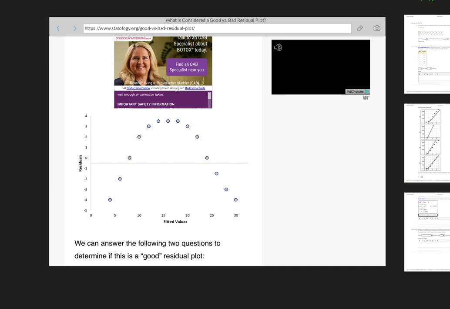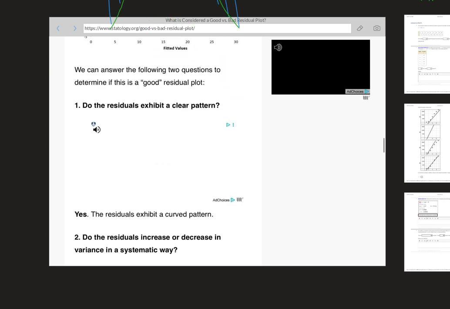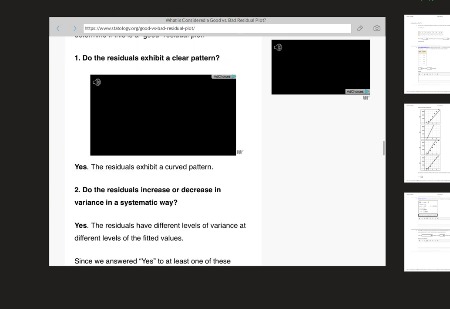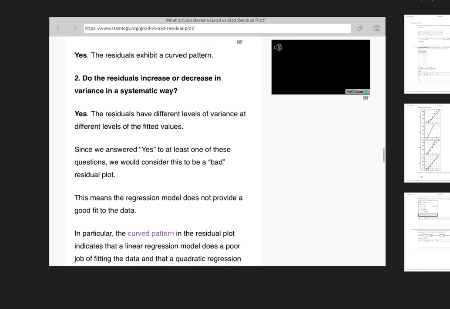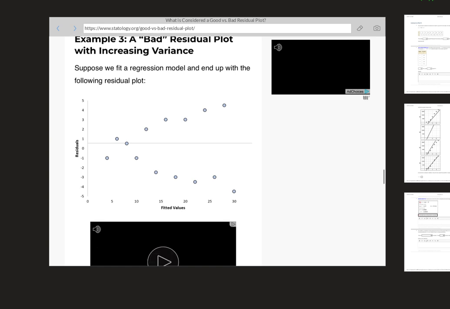Let's scroll down again, just to see what they say about it. Do the residuals exhibit a clear pattern? Yes, there's clearly a curve. Do the residuals increase or decrease in a systematic way? Yes. The residuals have different values of variance at different levels of fitted values. So since we said yes, this thing stinks. Are there any other examples here? Okay, here's another bad one.